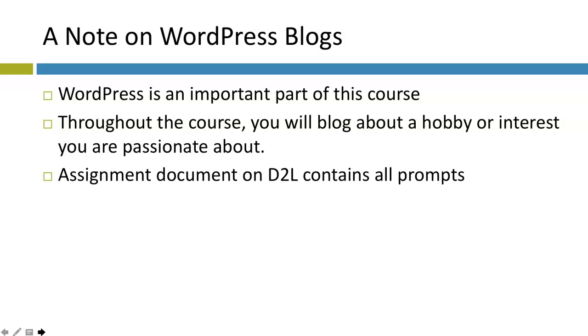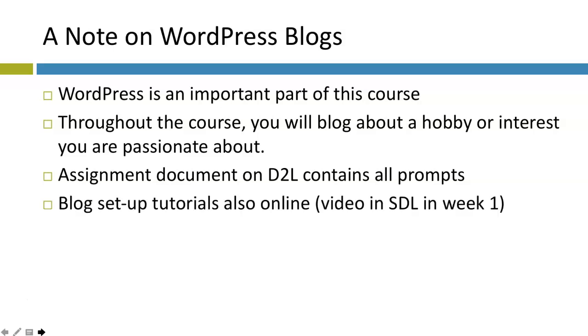You're going to choose what you want to blog about. For each of your 4 blog posts, we're going to give you a different question or prompt. For instance, for the first blog post, we're going to ask you to introduce us to the community that you've chosen. If you look at the assignment document on D2L for WordPress blogs, it will tell you what each of those 4 prompts are.